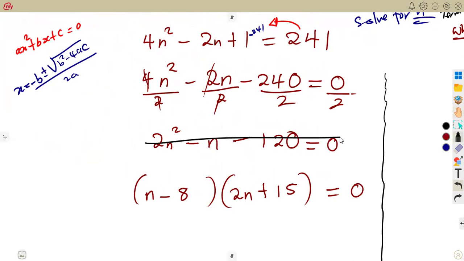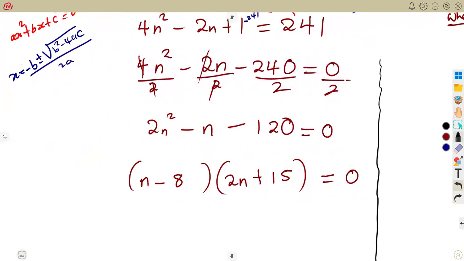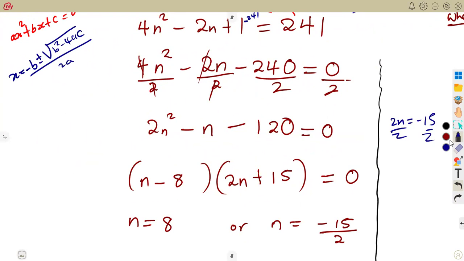But you can use the quadratic formula instead. We saw that. All right. So still we are going to obtain the same answers as we had from our quadratic formula. n minus 8 must be equal to 0. So n is equal to 8. You take the 15 to the other side, it becomes negative 15. Then you have to divide by this 2. So 2n is equal to minus 15. To find n, we must divide by 2 on both sides.